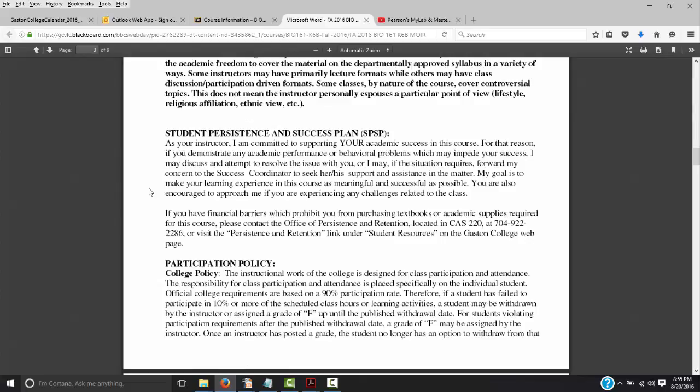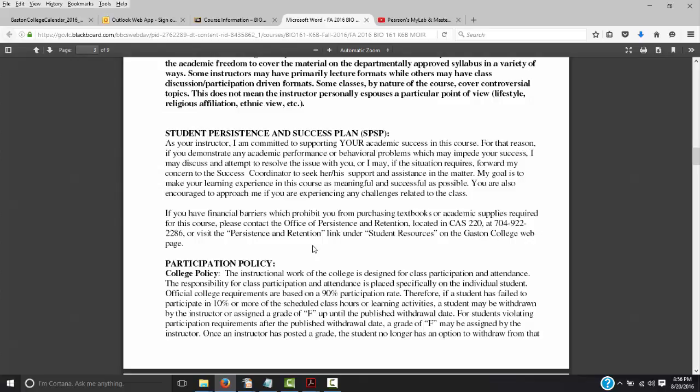Student persistence and success plan. And as your instructor, I am committed to helping you do as well as you can. Now, you still have to do the work yourself, but I'm here to offer any help that I can. If there are issues that come up that may prevent you financially from purchasing a book or the software, or perhaps both, you can contact the Office of Persistence and Retention, and here's their phone number here, and also the link to where they are on the college's website.